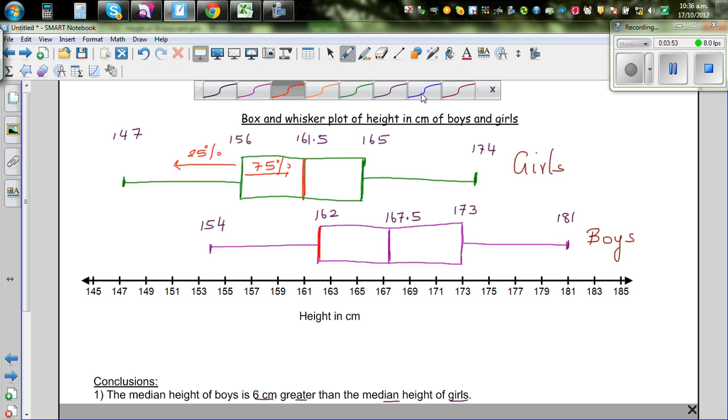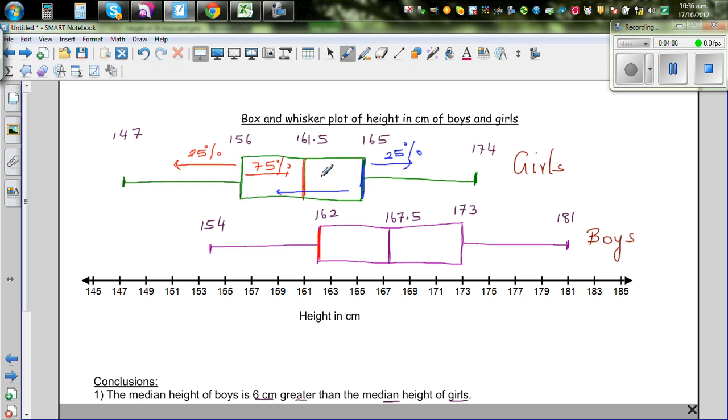The same way, the upper quartile also divides the data in two parts: 25% of the data is more than the upper quartile and 75% of the data is less than the upper quartile. And one more thing you should know is that 50% of the data lies between these two quartiles. So these are the main things you need to know. We can see that the median of girls is almost equal to the lower quartile of boys, and that's very clear.